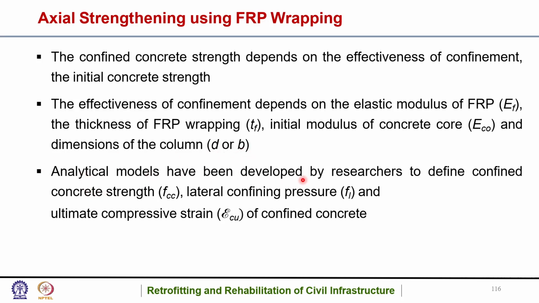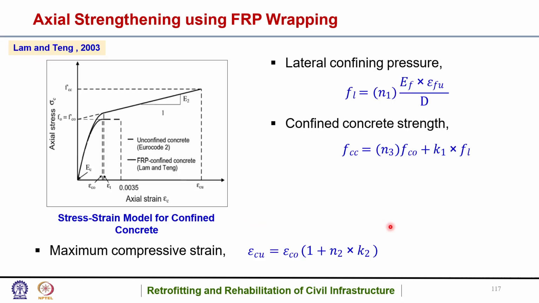Analytical models have been developed by researchers to define confined concrete strength FCC, lateral confining pressure FL, and ultimate compressive strain epsilon CU of confined concrete. As per the study from Lam and Teng in 2003, this is a stress-strain model for confined concrete. This is the FRP confined concrete provided by Lam and Teng, and this is the unconfined concrete, which is taken as per Eurocode 2.